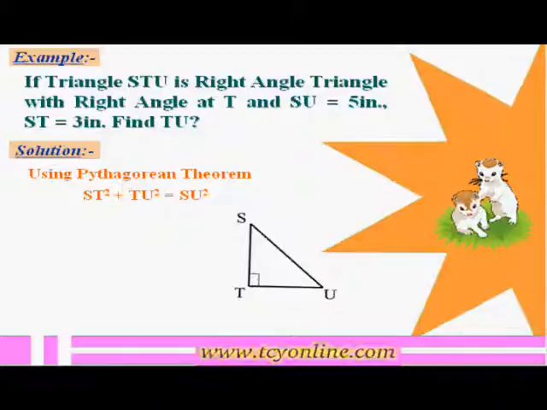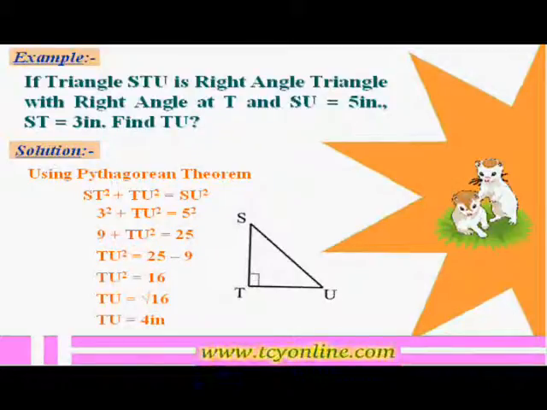By plugging in the value of ST as 3 inches and SU as 5 inches, we get 3 square plus TU square is equal to 5 square, where 3 square is equal to 9 and 5 square is equal to 25. So we get 9 plus TU square is equal to 25, or TU square is equal to 25 minus 9, that is 16. Hence, TU is equal to 4 inches.